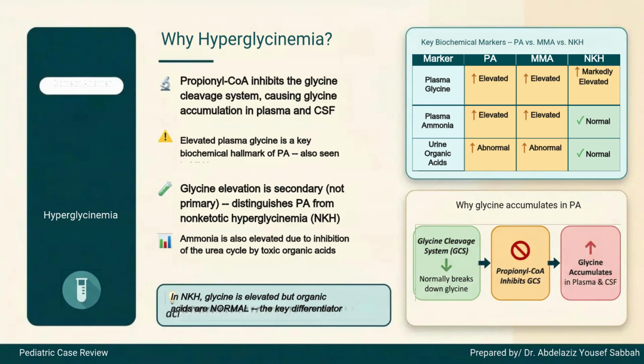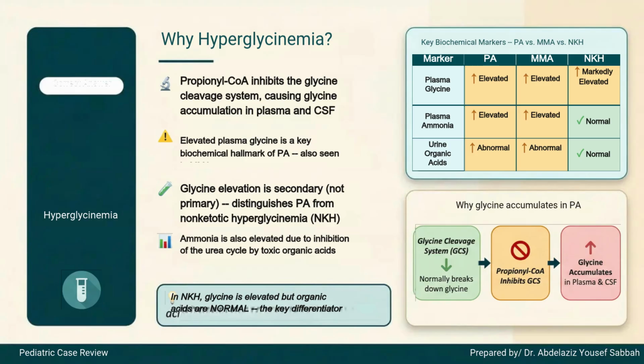Propionyl coenzyme A inhibits the glycine cleavage system, causing glycine accumulation in plasma and cerebrospinal fluid. Elevated plasma glycine is a key biochemical hallmark of propionic acidemia, also seen in methylmalonic acidemia. However, this glycine elevation is secondary, not primary, which distinguishes propionic acidemia from non-ketotic hyperglycinemia. In non-ketotic hyperglycinemia, glycine is markedly elevated but organic acids are normal, and that is the key differentiator.